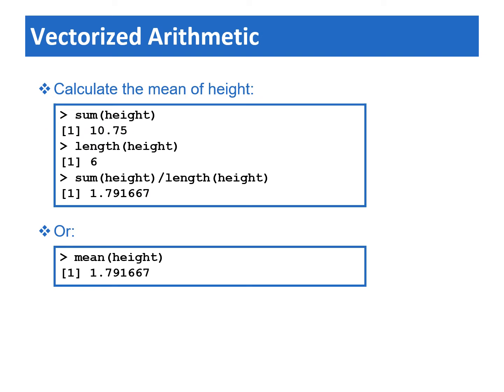To calculate the mean value of a vector, we can add each element by using the sum function, and then divide the summed value by the vector's length. The length of a vector can be found by using the length function. Alternatively, we can use the mean function directly to obtain the mean of the vector. As you can see, there are many ways to achieve the same result. Sometimes, we might not know the function to solve the problem directly, but we can always find an alternative method to achieve the same result.